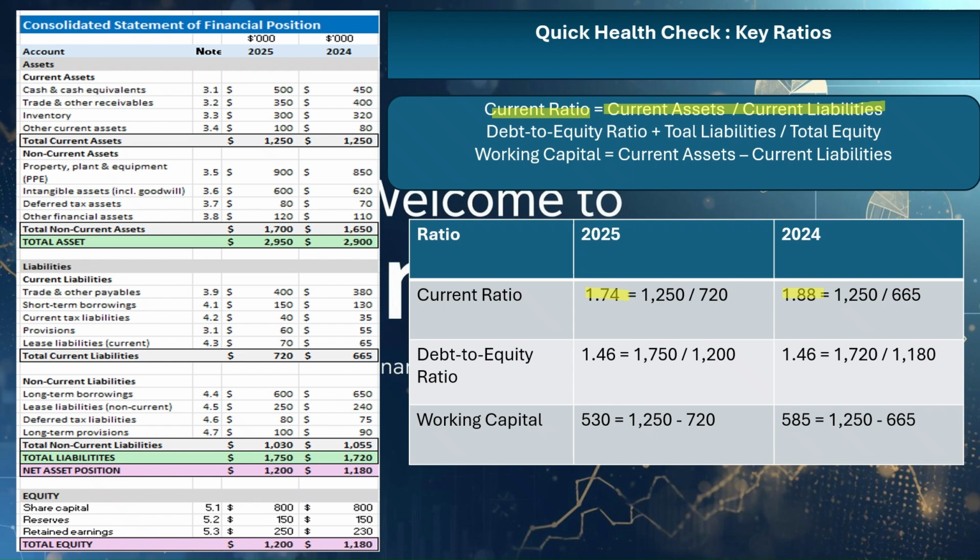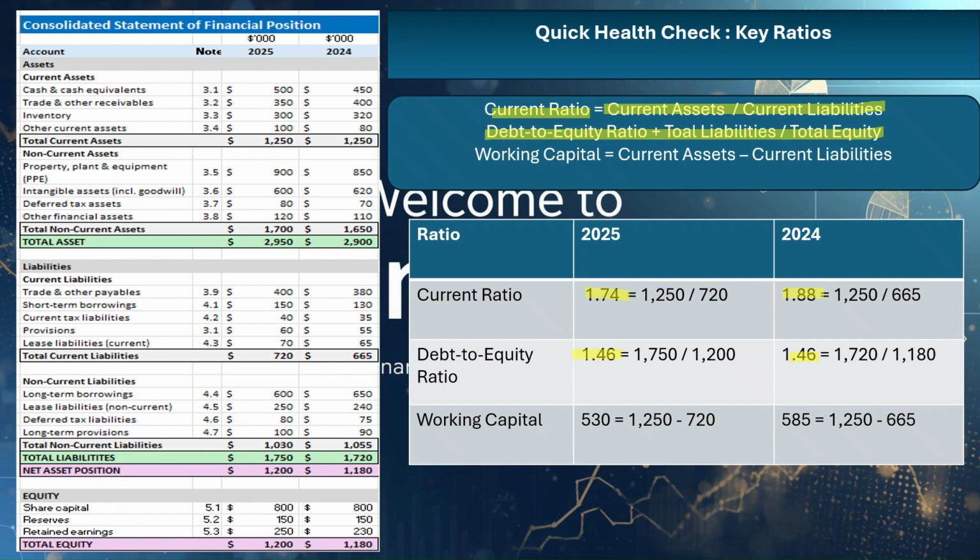The equation for the debt to equity ratio is total liabilities divided by shareholder equity. The ratio is unchanged, indicating a stable capital structure. For every $1 of equity, the company carries $1.46 of debt, a moderate level of leverage. This suggests the company is maintaining its financing mix, neither aggressively deleveraging nor over-leveraging.